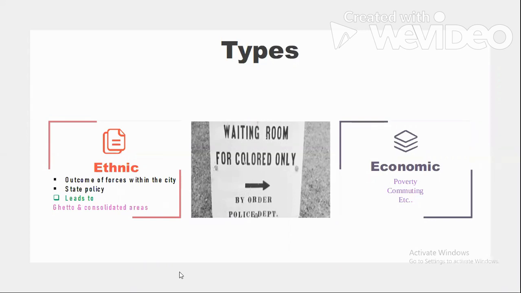Over there, various parts of the city were segregated into residential, into high class residential, etc. So that is also a part of economic segregation, because that depends upon poverty and commuting. So poverty, why? If you remember the low class residential area where it was, and if you also remember the high class or the commuter zone where it was. So based upon commuting and poverty also, segregation depends.